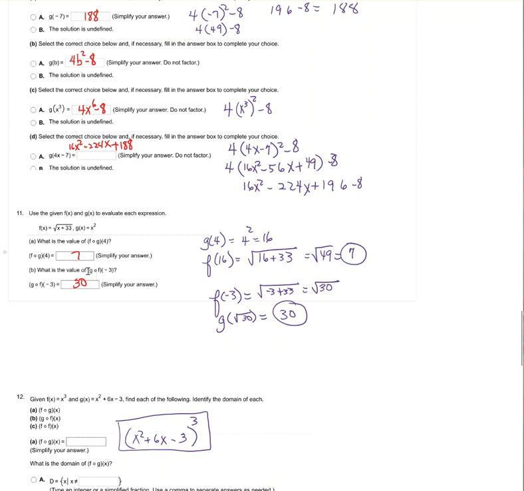If we're doing g of f of negative 3, we start on the outside. F of negative 3, we do square root of negative 3 plus 33, so that's the square root of 30. Then we take the square root of 30 and we're going to put it into g, and if you square that, you just get 30. So do the thing on the outside first. Whatever you get, you put in the other function.